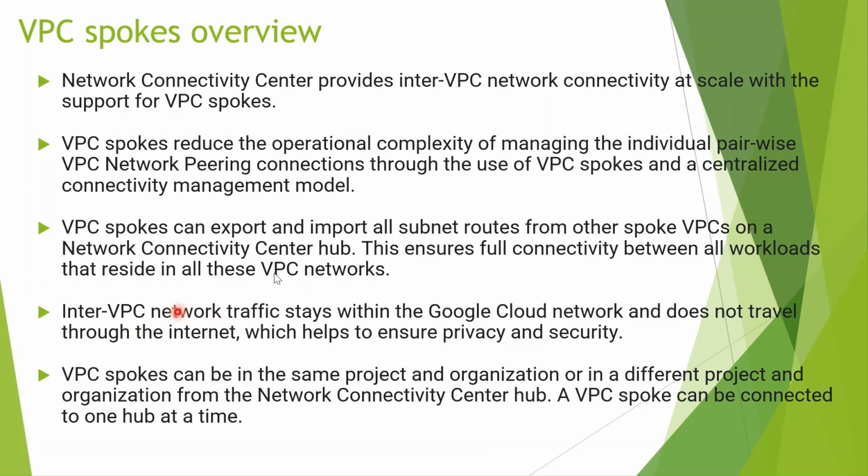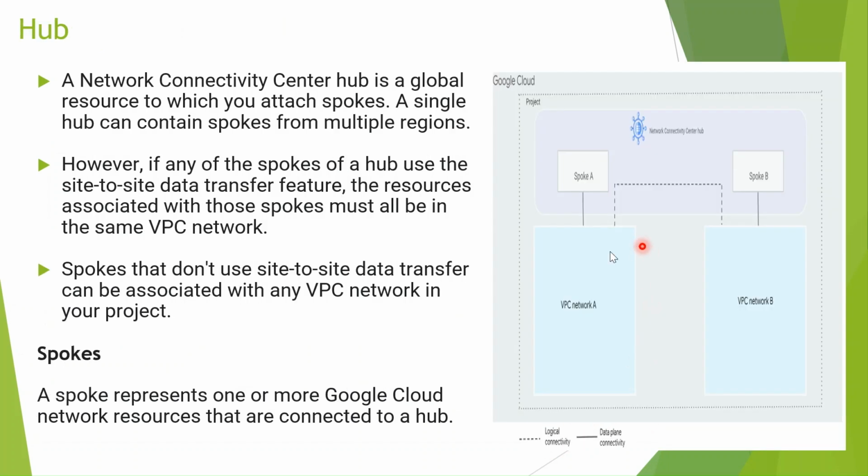And inter-VPC traffic always stays within the Google network. It doesn't travel over the internet, which helps us ensure privacy and security. And as I told you, VPC spokes can be in the same project, organization, or a different project or organization. It all depends upon how you want to use Network Connectivity Center with VPC spokes. And a VPC spoke can be connected to one hub at a time. So you can't connect this VPC network, which is our VPC spoke, to multiple hubs. We can attach it to a single hub only.